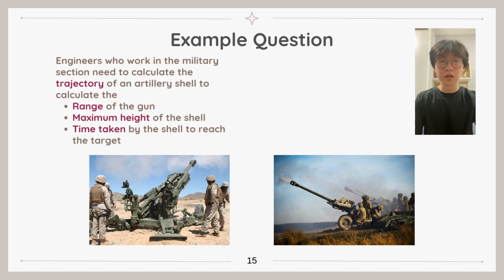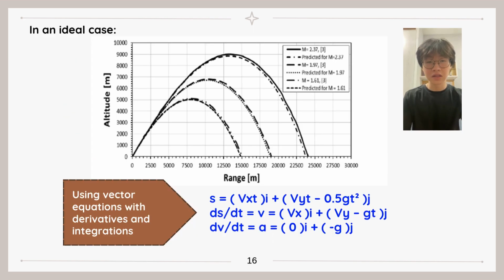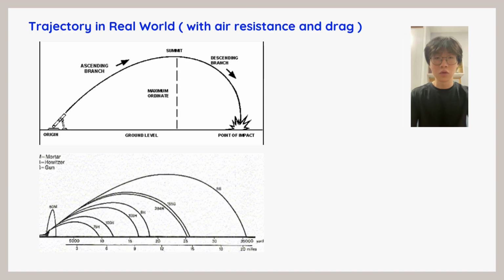Engineers who work in the military sector need to predict the trajectory of an artillery shell to calculate the effective range, maximum height, and time taken by the shell to reach the target. In an ideal case, air resistance and drag forces are ignored. The resulting trajectory is a perfect parabolic shape with constant value of g. In the real world, air resistance and drag affect the shell, causing it to not have a perfect parabolic shape. Instead, it has a skewed parabolic shape.